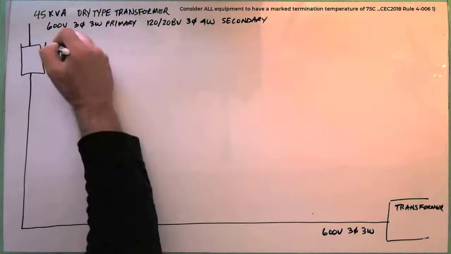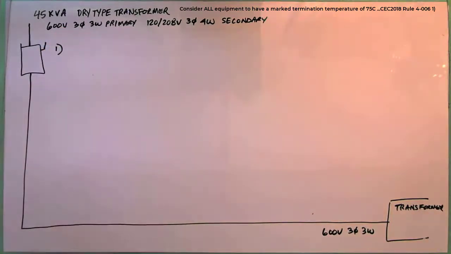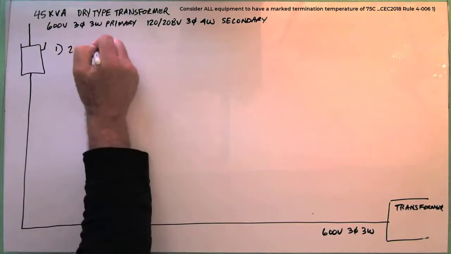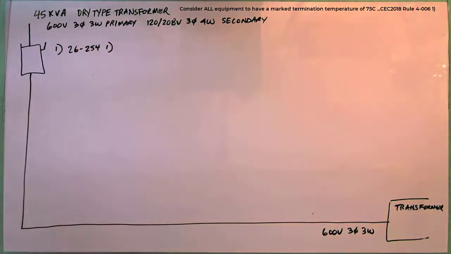Number one is asking for the maximum size primary fuse without going to the next standard size. Then it gives a rule, 26-254 sub 1. So you can read these over as we're going. Standard size fuses are 15, 20, 25, 30, 35, 40, 45, 50, 60, 70, 80, 90, and 100. And then you can go to table 13 to see the rest. This is not a multiple choice test. So those are the standard size fuses.